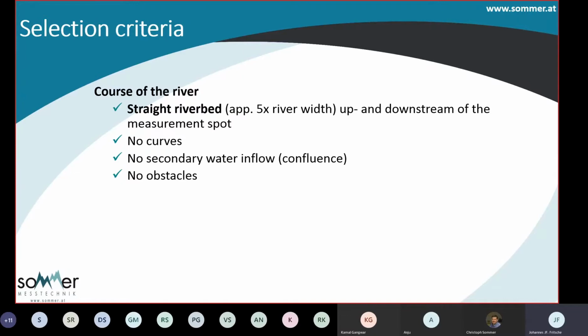So you should have no curves in the river, keep it straight. You should have no secondary water inflow, depending on what you want to measure. But if you measure in the mainstream, you shouldn't have any secondary water inflow into the river. And of course, you should have as few obstacles as possible in your river.